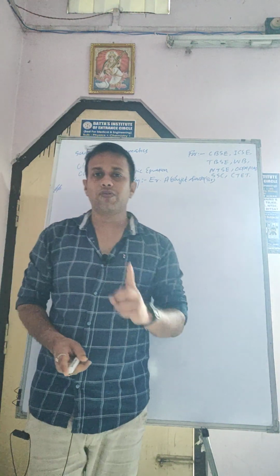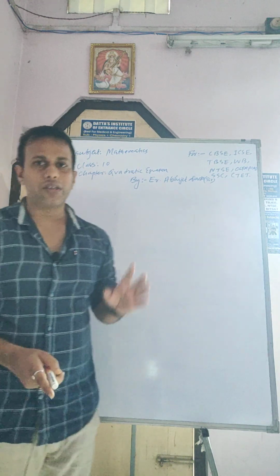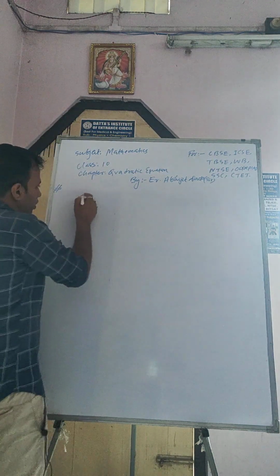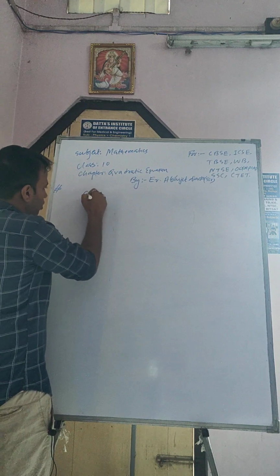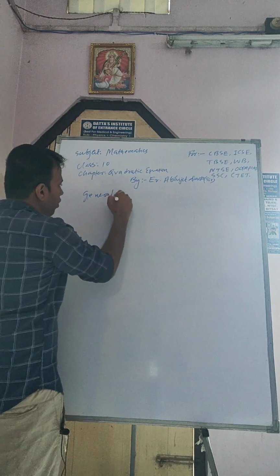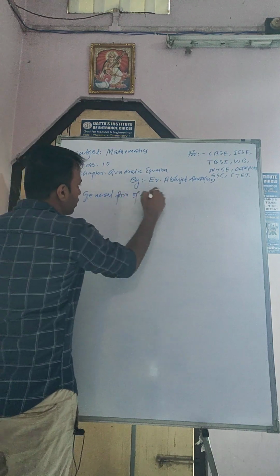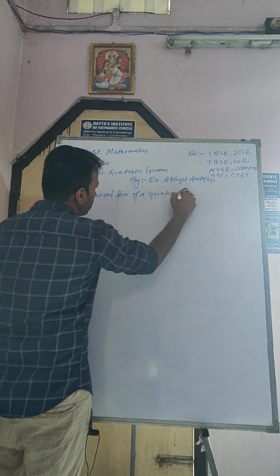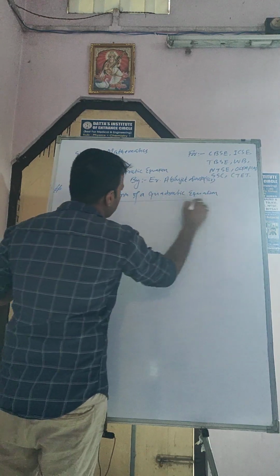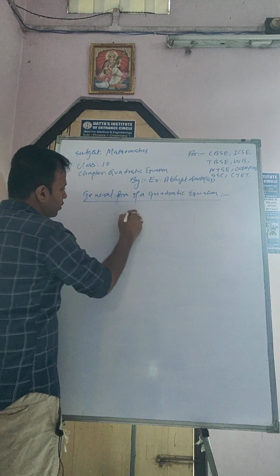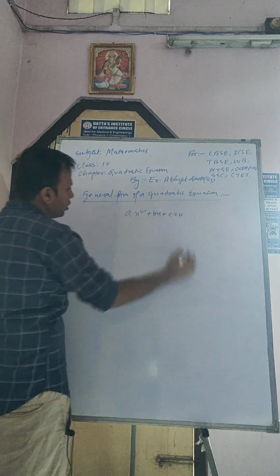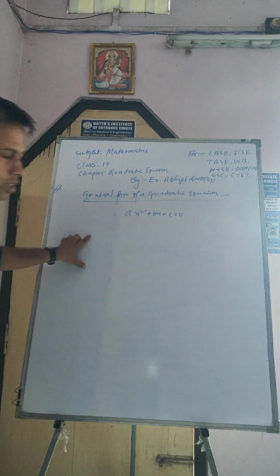So today I will take one class for mathematics. That is class 10, quadratic equation. Okay, so what is a quadratic equation? The general form of a quadratic equation is ax square plus bx plus c. Okay, this is the general equation of a quadratic equation.